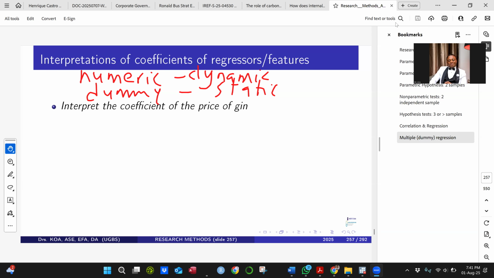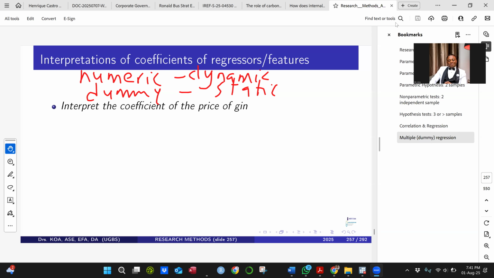A 1 unit increase in the price of gin cuts down the quantity demanded of gin bitters by 3.15 units. Now you realize that I held everything constant except the one I was interpreting. This is the right way. Also, I did say that a 1 unit increase in the independent variable you are talking about, it is that one you are increasing its value by 1 unit. So I said that a 1 unit increase in the price of gin reduces the quantity demanded.